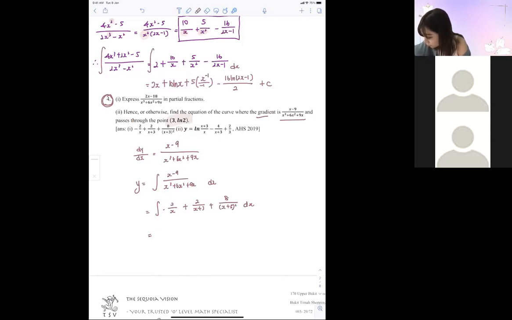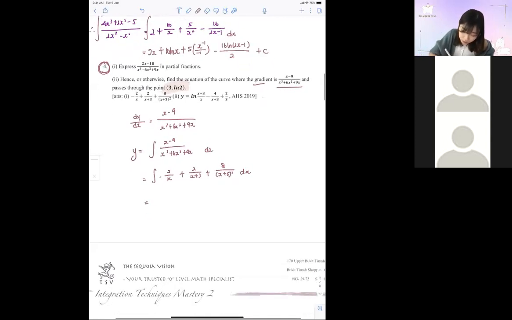Wait, I got c equals 4/3. Yeah. Okay, let's see. So now when we integrate, this is minus 2 ln x. This one, Dylan, is 2 ln x plus 3. The next one is not ln anymore, so it's always 8 put outside, bracket, power increase by 1 over the new power. Then you put plus c, right?